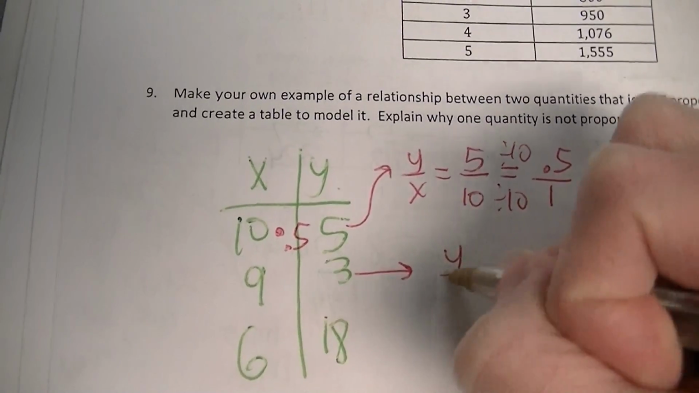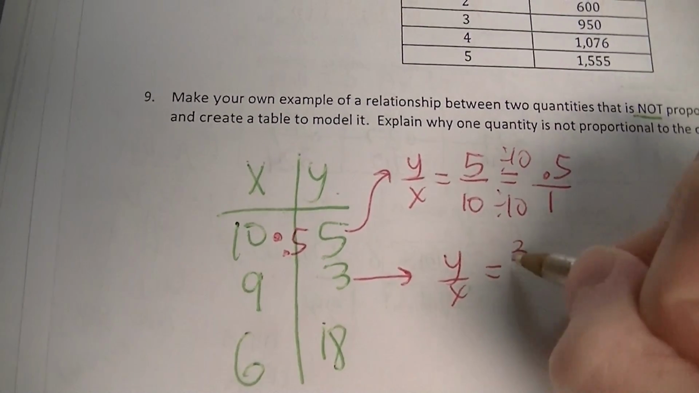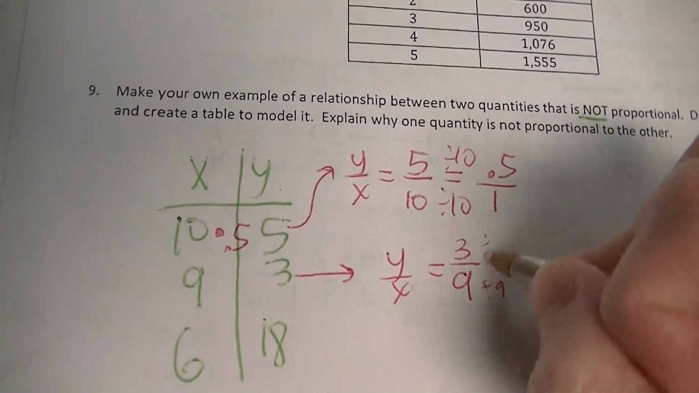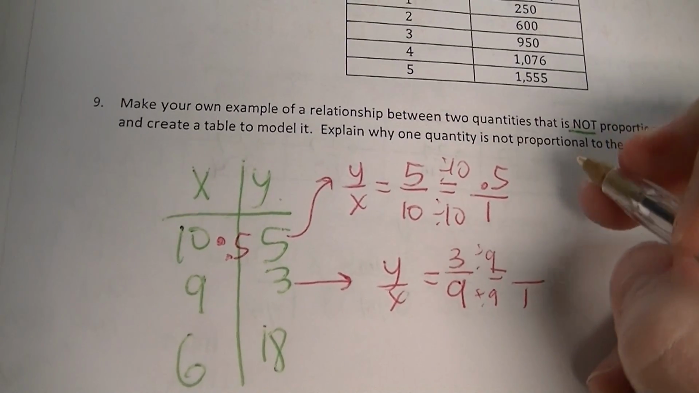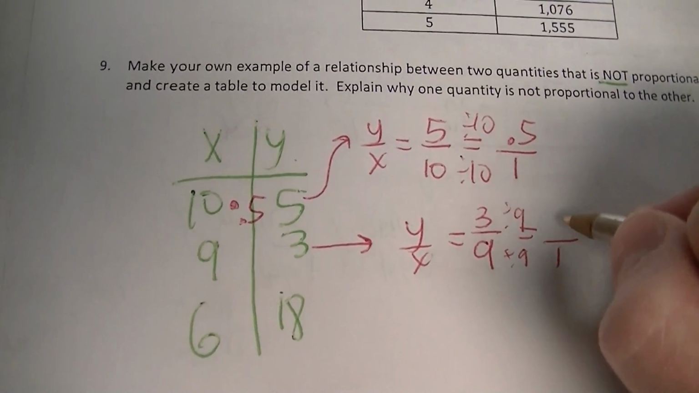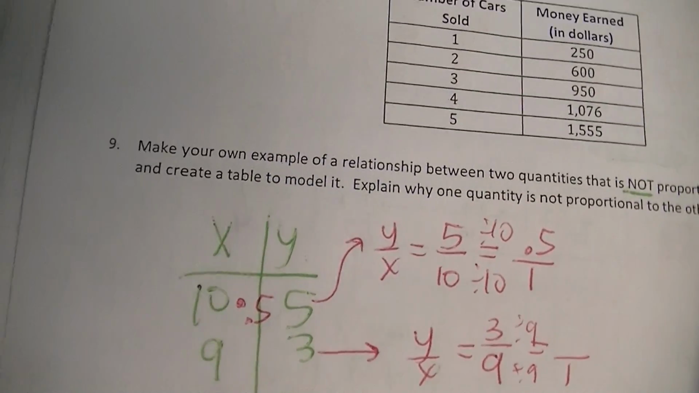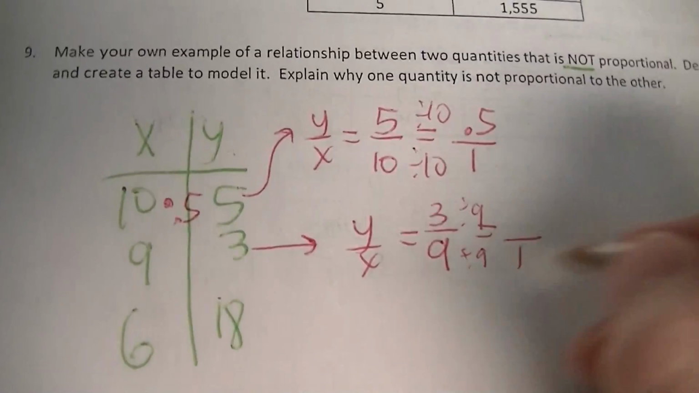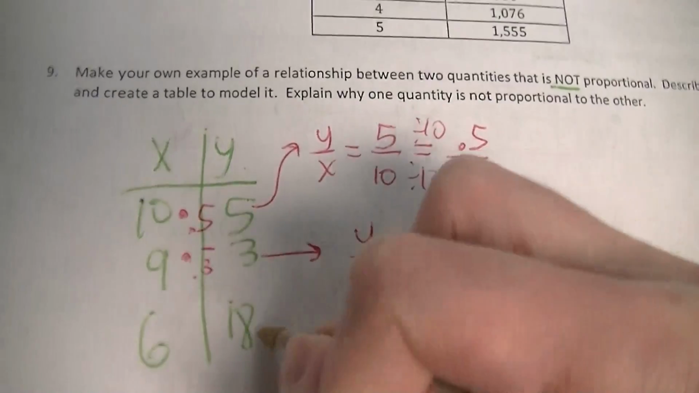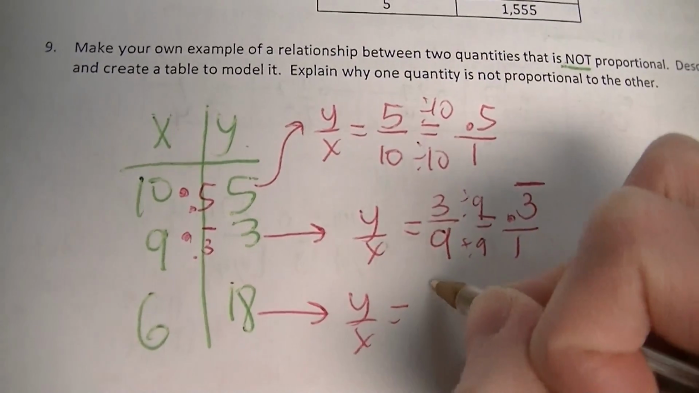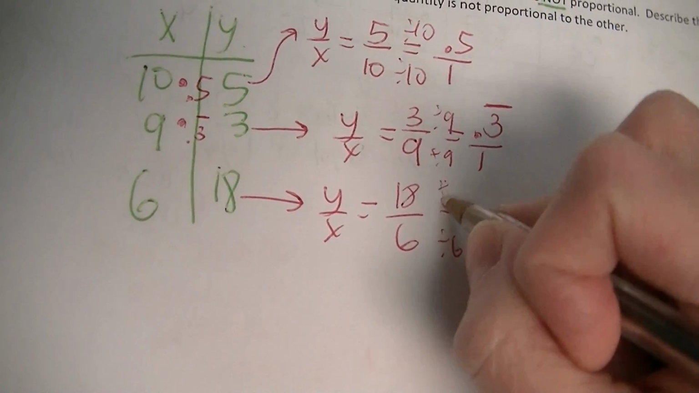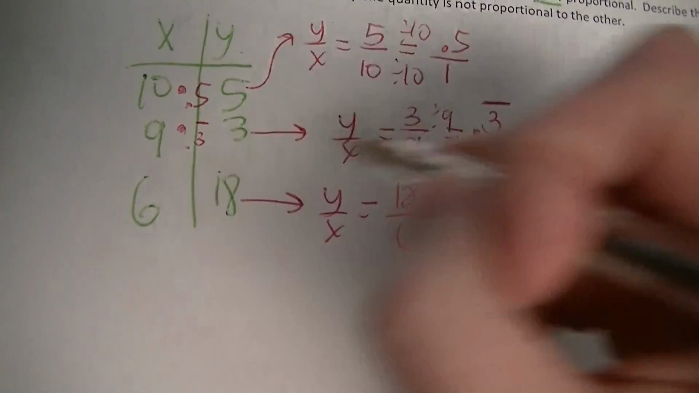For this one right here, Y divided by X is 3 divided by 9, 3/9. I need 1 in the denominator, so I have to divide by 9, divide by 9. 3 divided by 9 is 1/3, so 0.3333, 3 repeating. So times 0.3 repeating. This one right here, Y divided by X is 18/6. I want 1 in the denominator, so divide by 6, divide by 6. 18 divided by 6 is 3. So multiply this by 3.